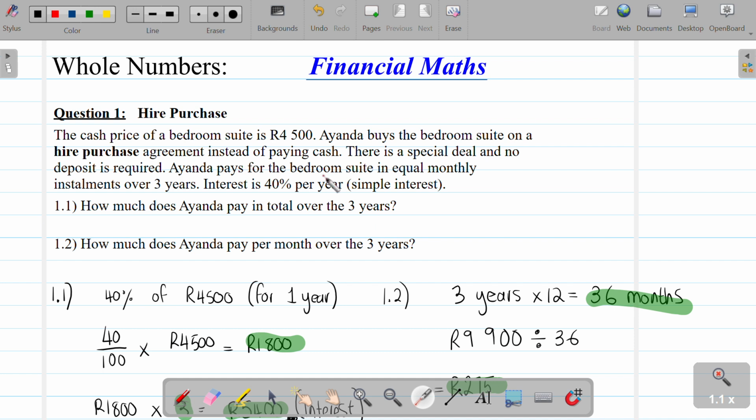Today, what we're going to be doing is whole numbers and focusing on the section of financial maths.